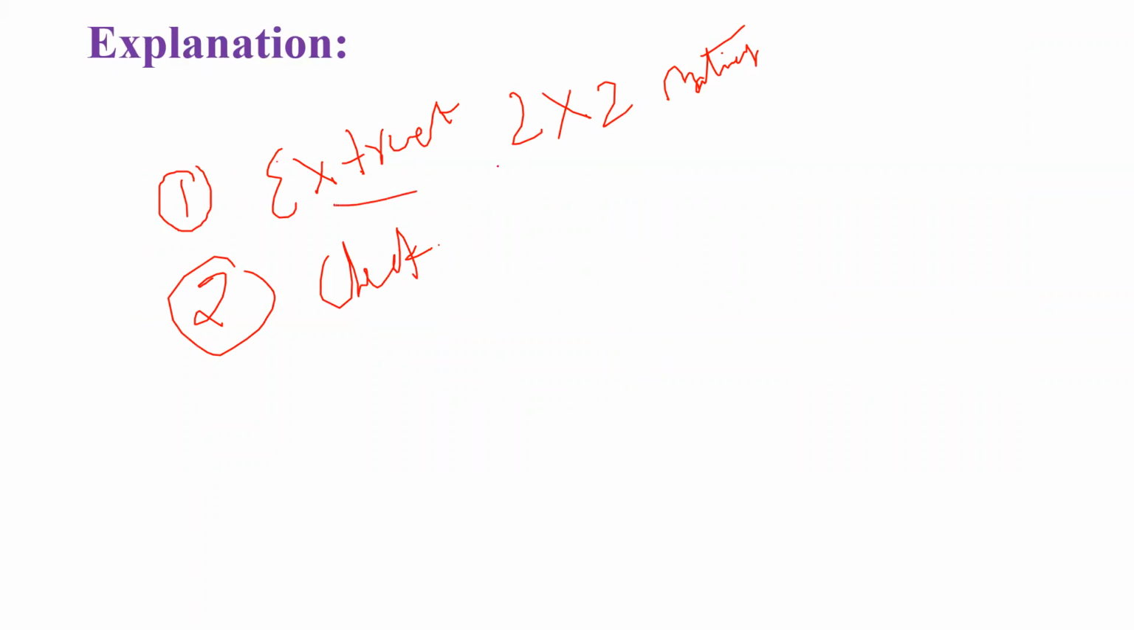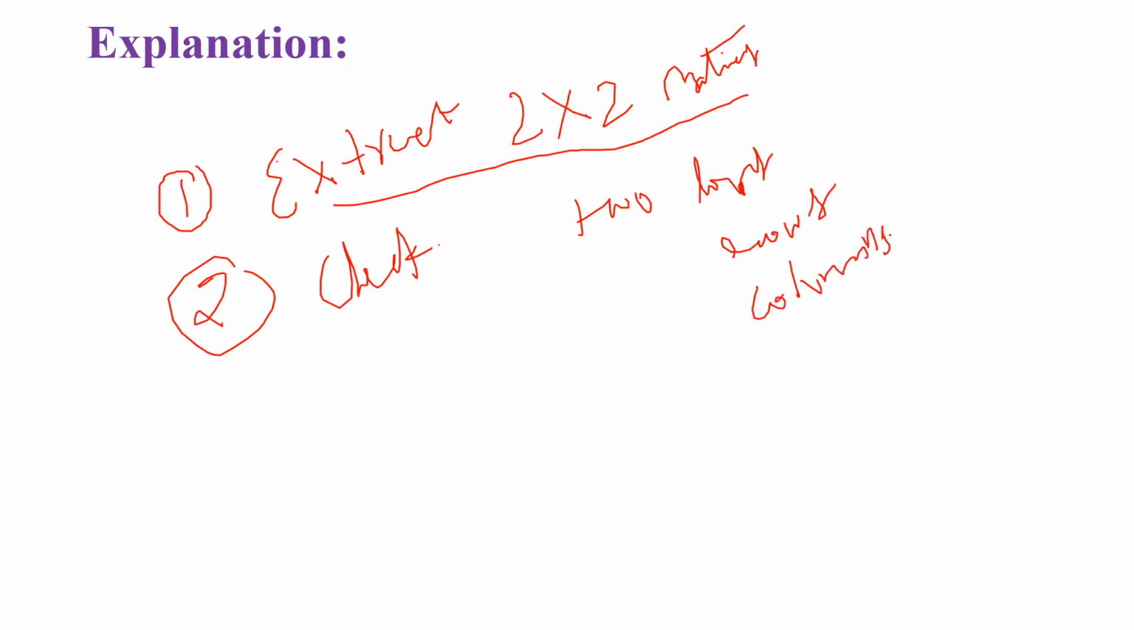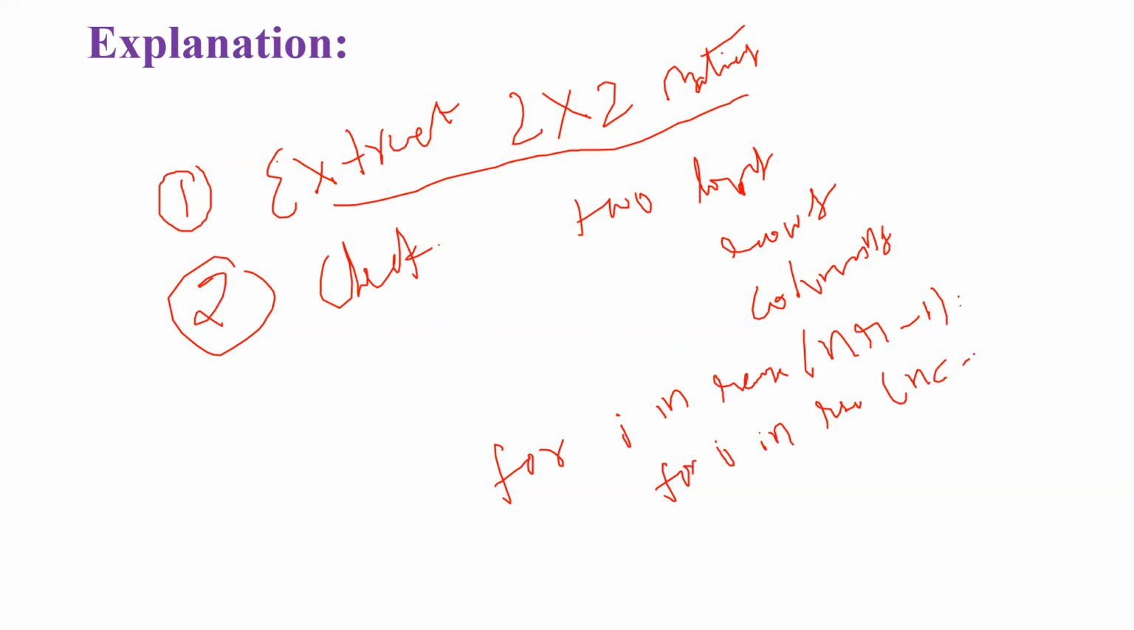Now let me tell you how to extract the 2 by 2 matrices, and for that we need to take two loops. The outer loop is for rows and the inner loop is for columns. The loop will be like this: for i in range the number of rows minus 1, and for j in range the number of columns minus 1, because you are taking a 2 by 2 matrix. So you need to consider nr minus 1 and nc minus 1.